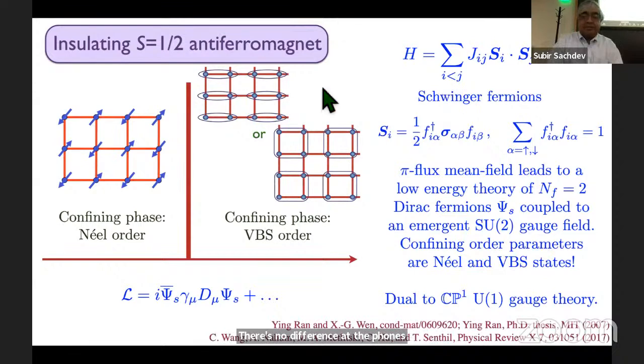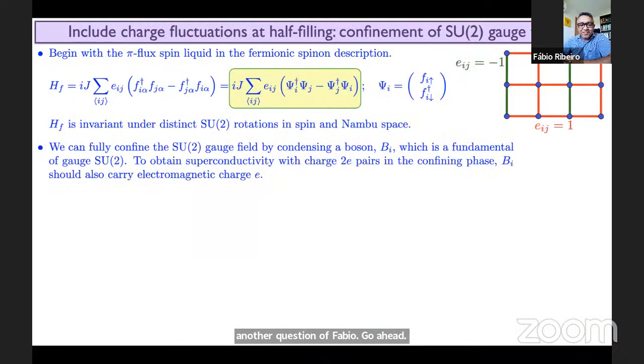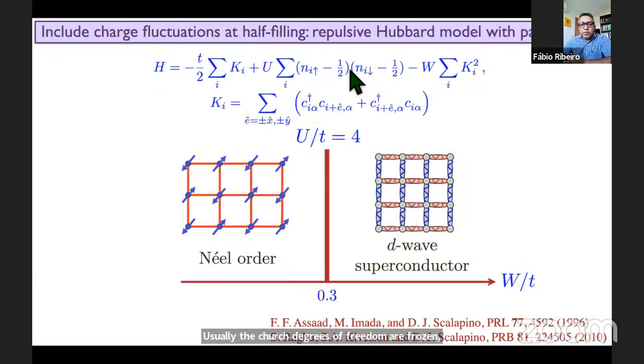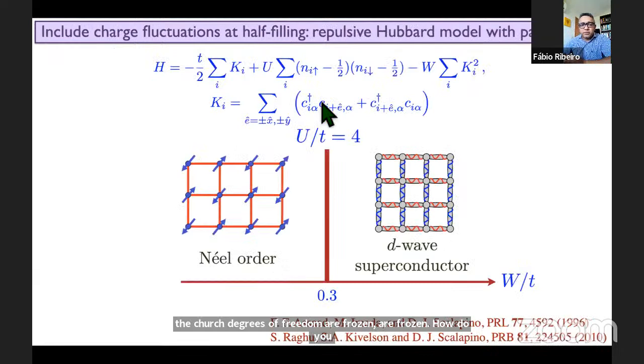Okay, so there's another question. Fabio, go ahead. Hi, Subir. Thank you for the good talk. You are saying that you are including charge fluctuations at half filling. But just to clarify some points, when we are at half filling in the Hubbard model, usually the charge degrees of freedom are frozen. How do you quantify the charge fluctuations?